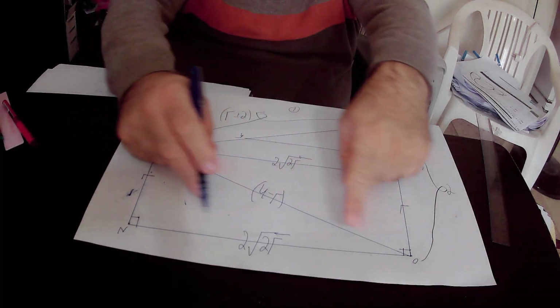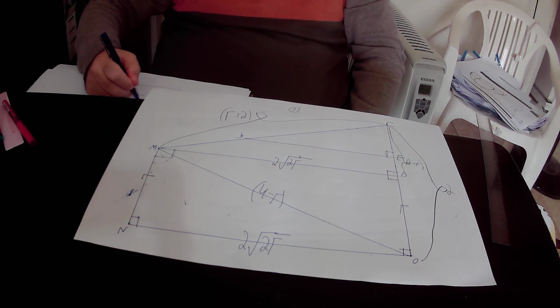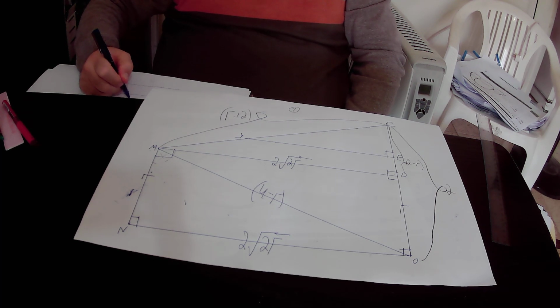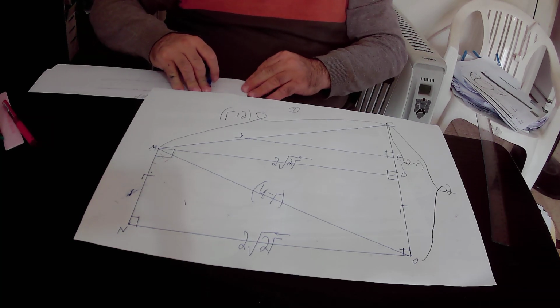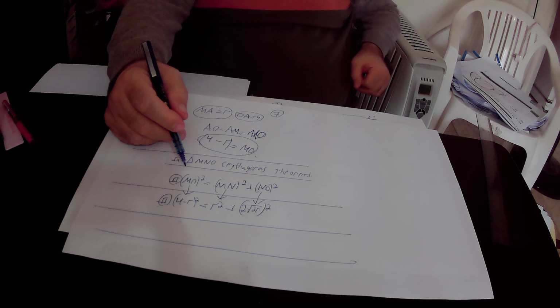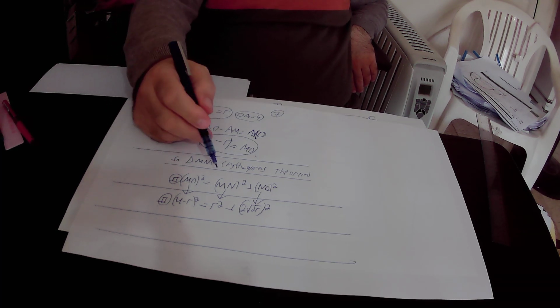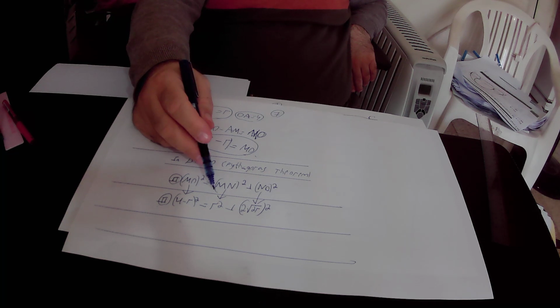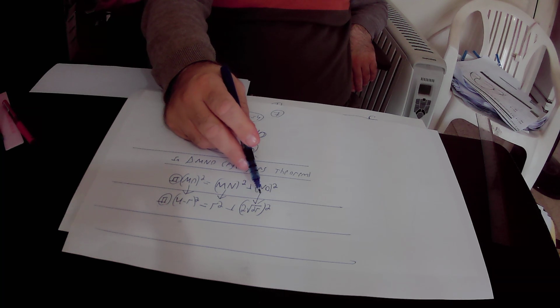As you can see, NO equals 2 times square root of 2R, therefore NO squared will be equal to (2 times square root of 2R) squared. So in total, we got that MO is 4 minus R, therefore MO squared is (4 minus R) squared, equals MN squared, MN equals R, therefore MN squared equals R squared, and NO equals 2 times square root of 2R, therefore NO squared will be equal to (2 times square root of 2R) squared.